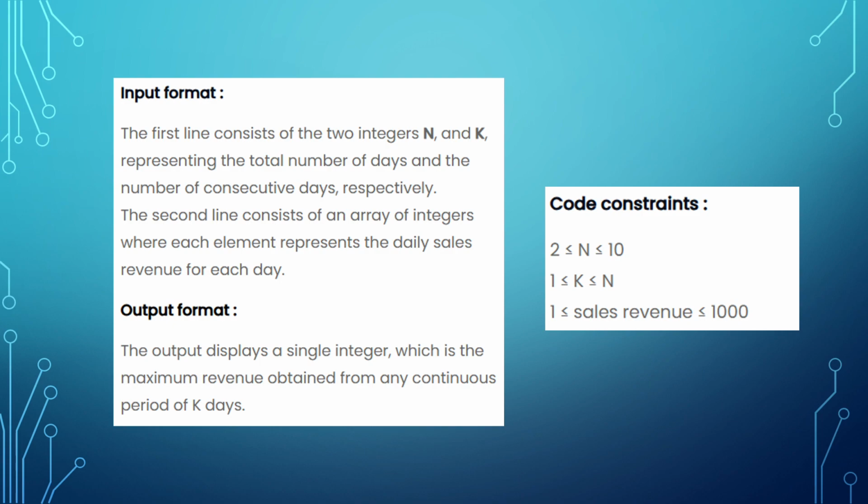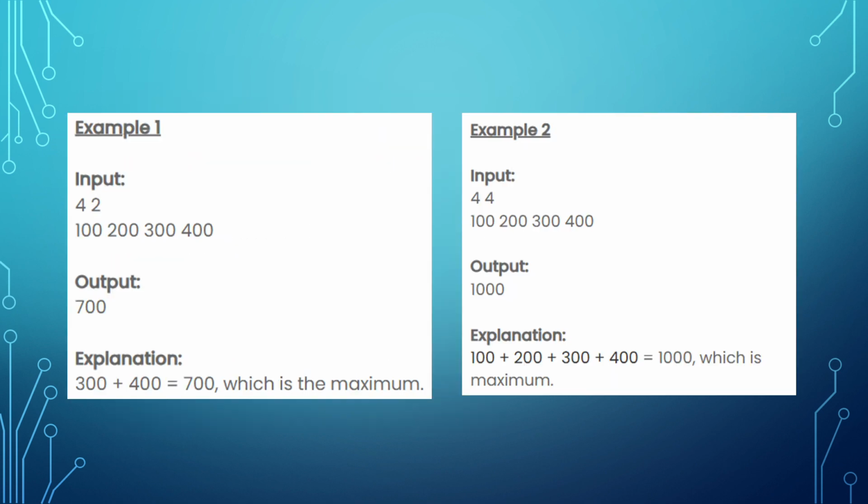So speaking about the code constraints, the value for n can range from 2 to 10, the value for k can range from 1 to n, and the sales revenue value will be from 1 to 1000. So let's see a quick example. As input we are given 4 and 2, which are n and k respectively.